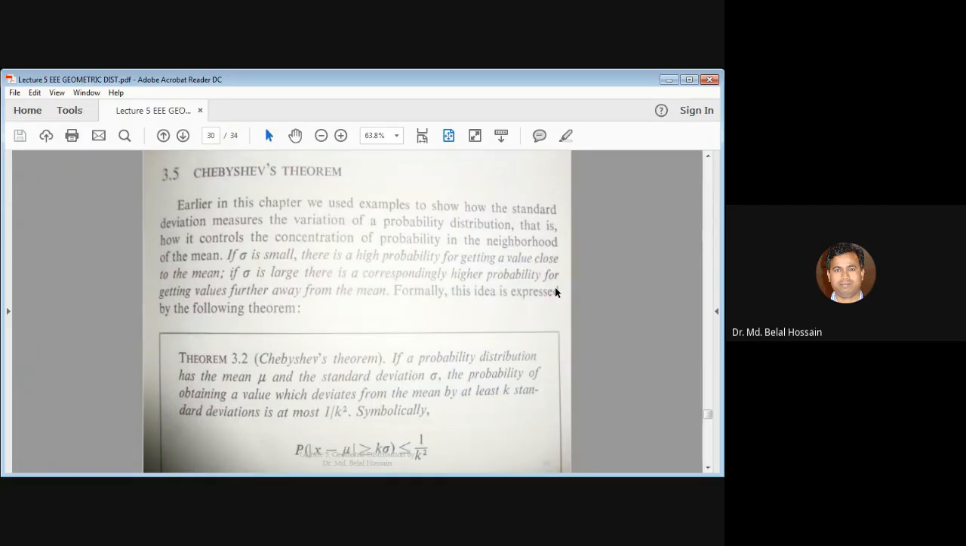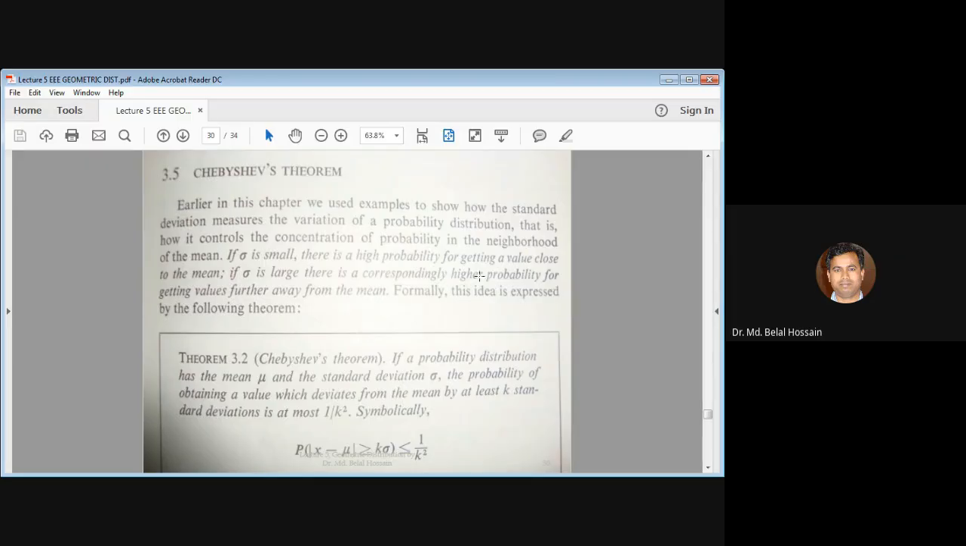নেক্সট টপিক ইজ চেবিশেভস থিওরেম। আমরা কি আগের দিন চেবিশেভস থিওরেম নিয়ে কথা বলেছিলাম? মনে হয় না। বলা হয় নাই। Okay, so you see this is a theorem and it says how the standard deviation measures the variation of a probability distribution.